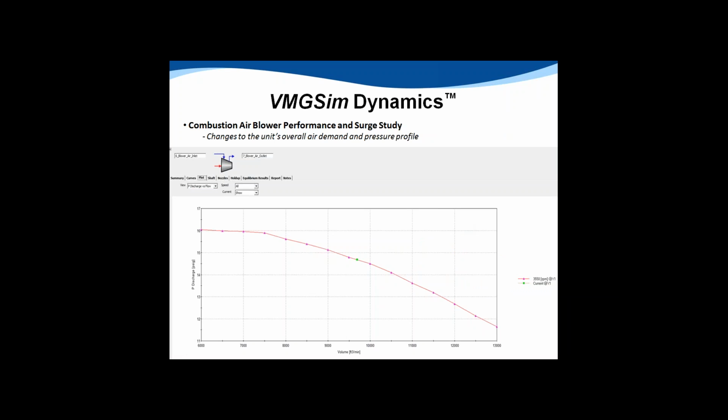Just a few slides to end off on VMG Sim Dynamics. Other challenges that we can experience due to turndown conditions is issues with original combustion air blower performance and surge studies. You can imagine if we are processing less acid gas, there is a change to the unit's overall air demand and pressure profile in our system.